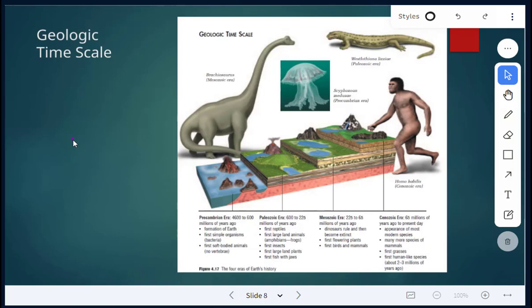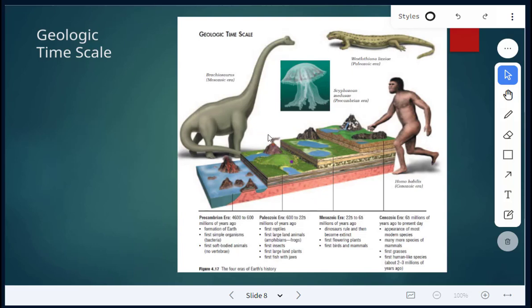So next we'll look at the geologic time scale. In this figure, we can see the Precambrian era, 4,600 to 600 million years ago. This is the formation of Earth. First simple organisms appeared, bacteria, and the first soft-bodied animals that had no vertebrae.